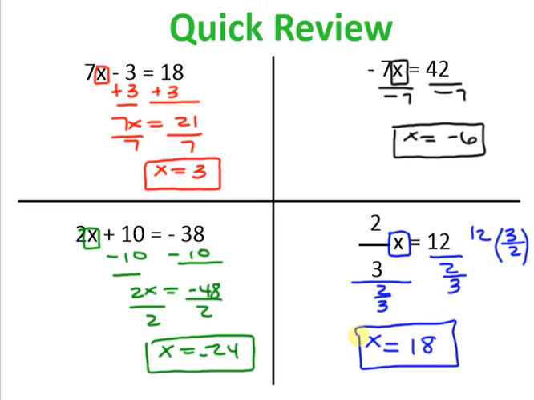All right, go ahead and hit pause if you're not done, and if you are, let's compare answers. So for the first one, you should have gotten x equals 3. For the next one on the top right corner, x equals -6. For the bottom left-hand corner, x equals -24. And then for the bottom right-hand corner, x equals 18. All right, so this was very important because we're going to use this going forward in the lesson.